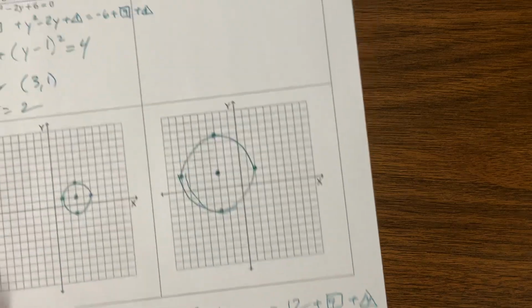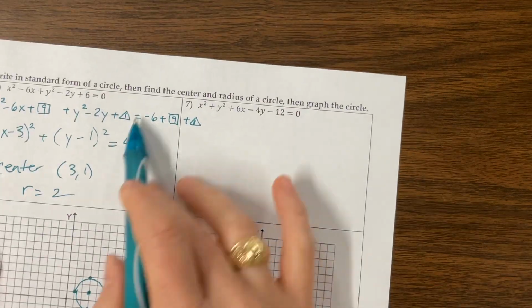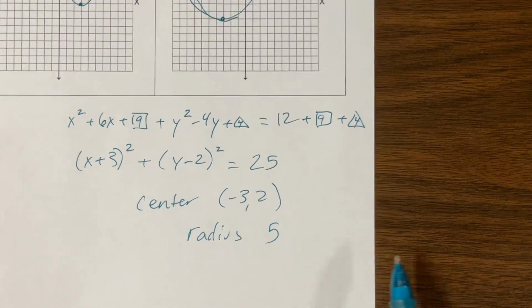And that's graphing our circles when it was given to us in this expanded form, where we had to complete the square to get it into standard form.